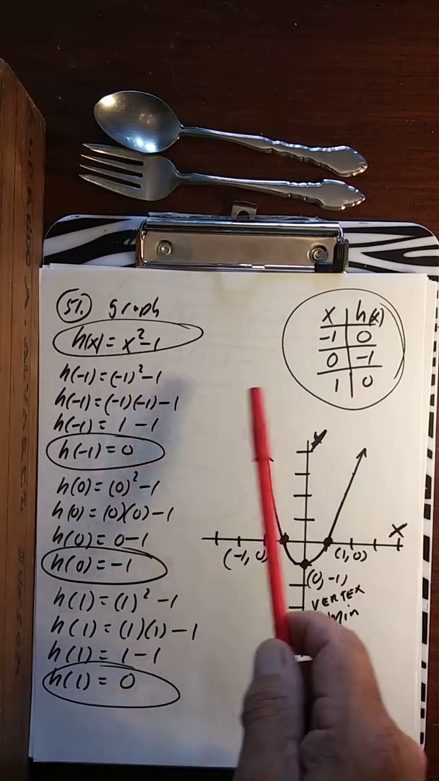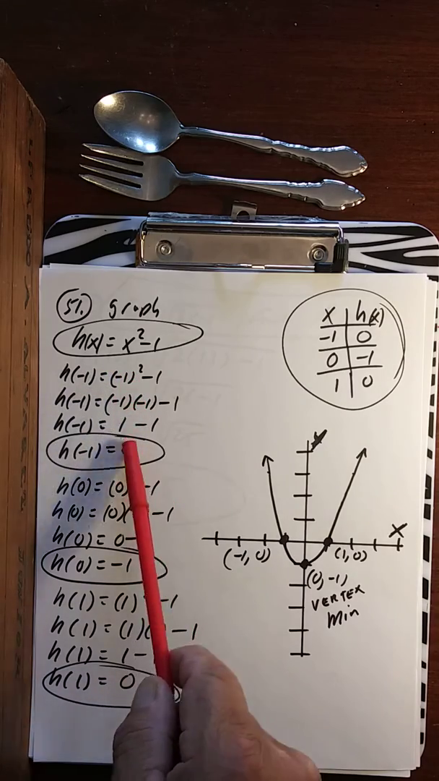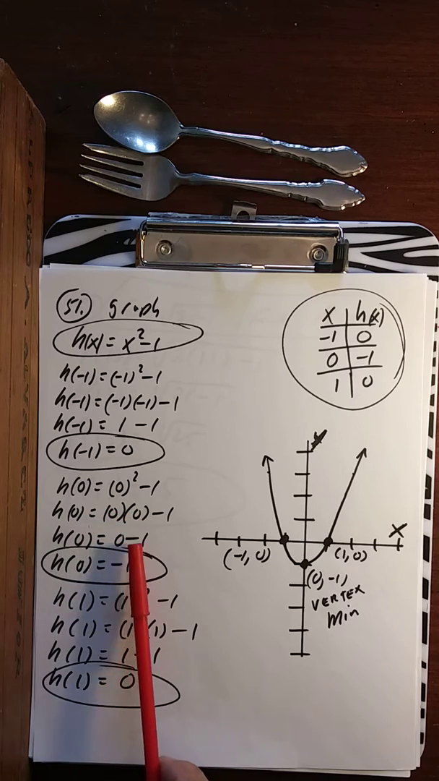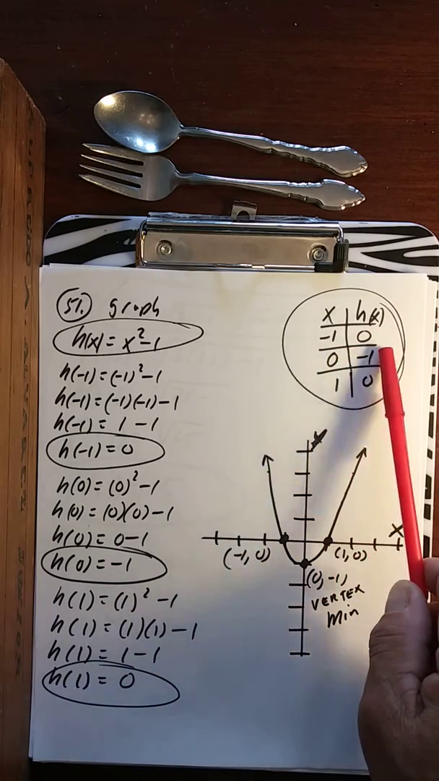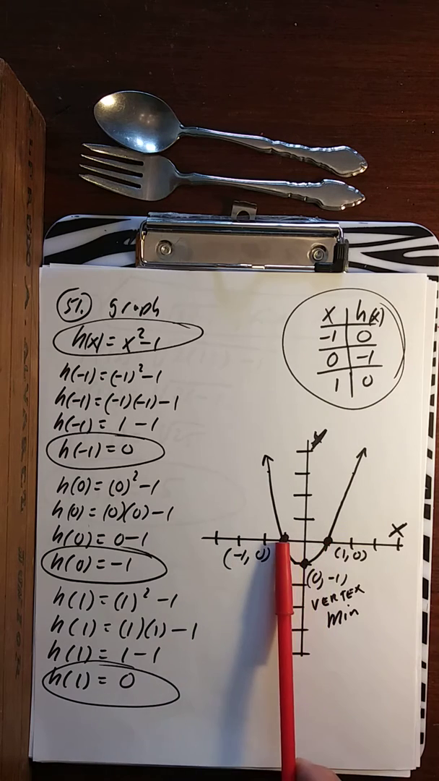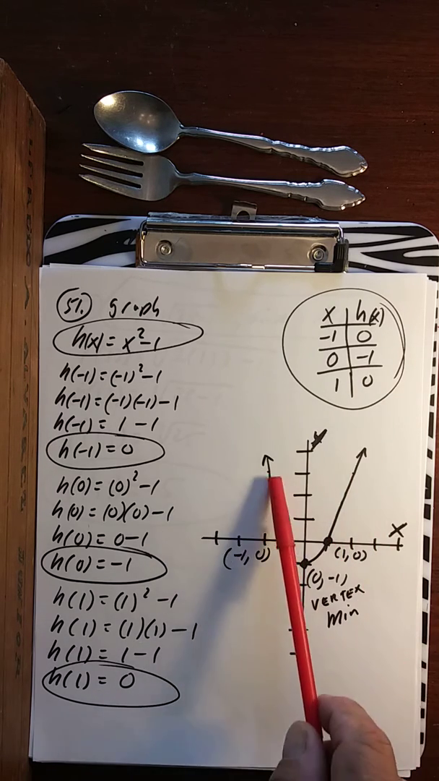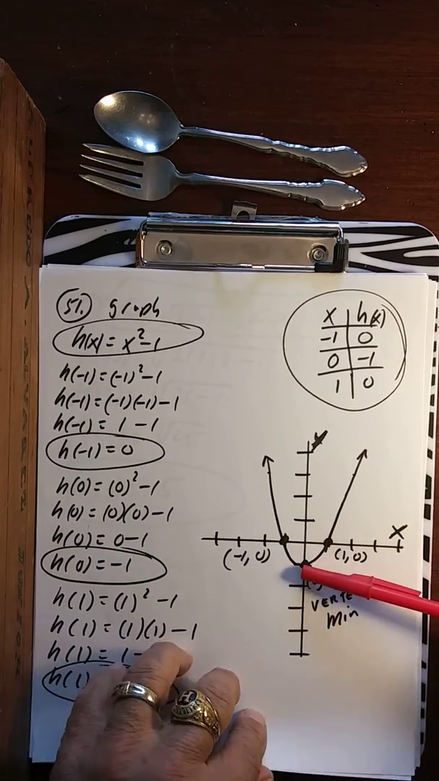Graph this. Put a negative 1 in there. Negative 1 squared is 1. 1 minus 1 is 0. Put a 0 in there. 0 times 0 is 0 minus 1, negative 1. Put a 1 in there. 1 times 1 is 1. 1 minus 1 is 0. So negative 1, 0. 0, negative 1. And 1, 0. So you connect the dots. It's a parabola. Open it up with a vertex right here. That's the min.